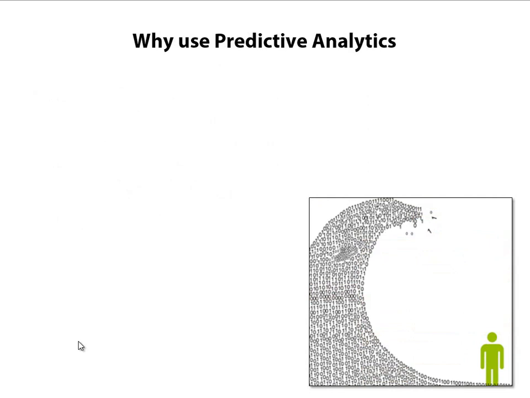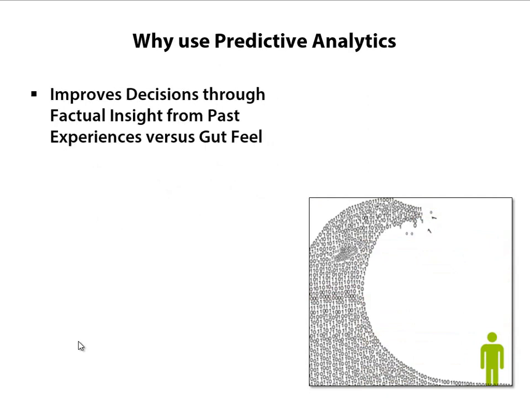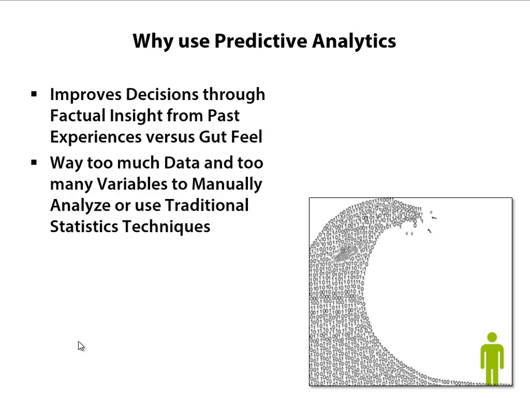So why would you use predictive analytics? I've already alluded to it. It's very rapid and fast and allows factual, mathematically, statistically relevant information and decisions from past experiences versus that gut feel on the fly. It would take way too much time. There's way too much data and way too many variables to manually analyze and make a quick decision on the spot, or even use traditional statistics techniques to do that. In the example with someone cashing a check, deciding whether or not to cash the check on the spot, to do a manual verification or a hold, or ultimately deny that check needs to happen very quickly.